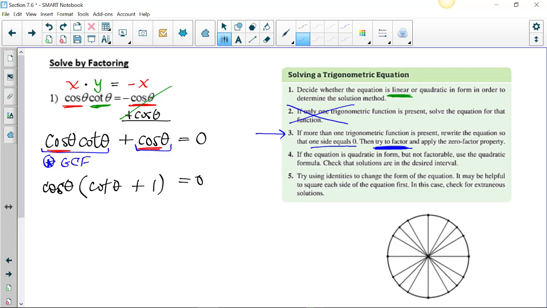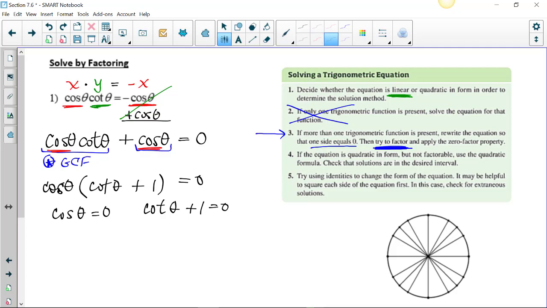And then remember after we factor, we set each factor equal to 0. That's the zero product property. So we're saying, what's the value of theta that when I take its cosine, I get 0, and what's the value of theta that when I take its cotangent and add 1, I get 0.